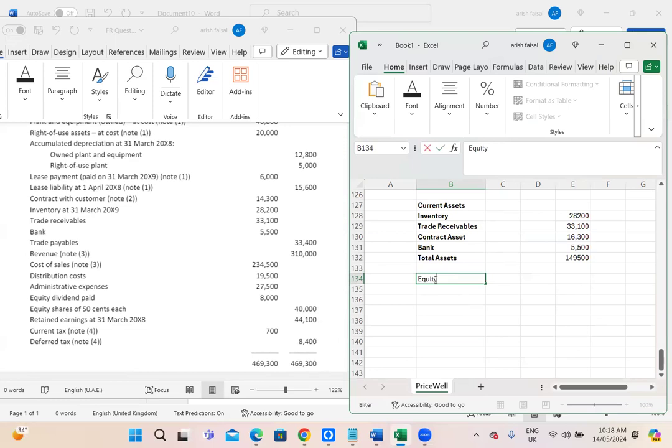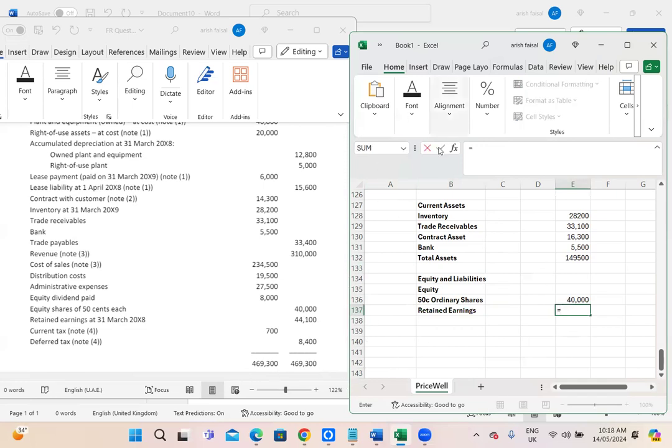Okay. After this, now we have to work out your equity and liabilities. So first we talk about your equity. We have your 50 cents ordinary shares at 40,000, that's around about 40K. And that's it. We have retained earnings.